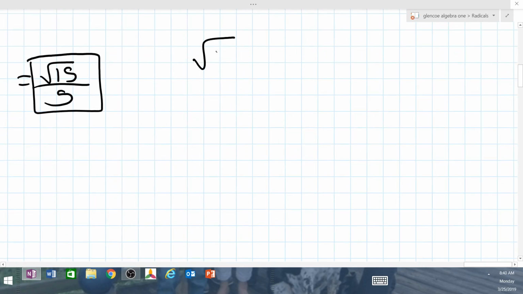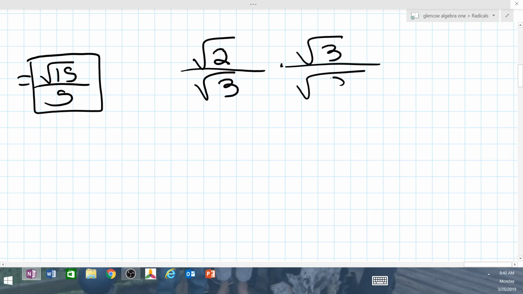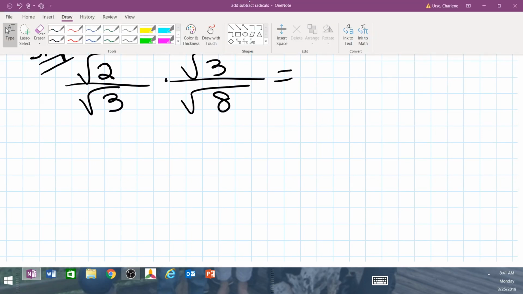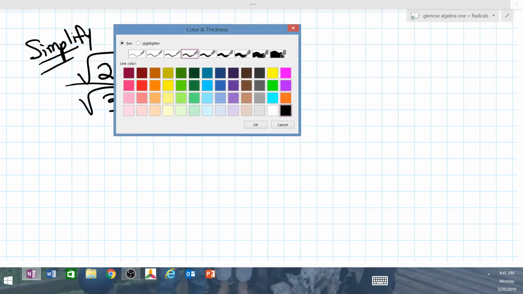How about the square root of 2 over the square root of 3 times the square root of 3 over the square root of 8. Now I'm just going to go on record as saying this. When multiplying radicals, you can use the same exact rules as when we multiply fractions that aren't radicals, which means you can cross cancel, which means you can make your life extremely simple. The easiest way to simplify radical 2 over radical 3 times radical 3 over radical 8 would be, watch.